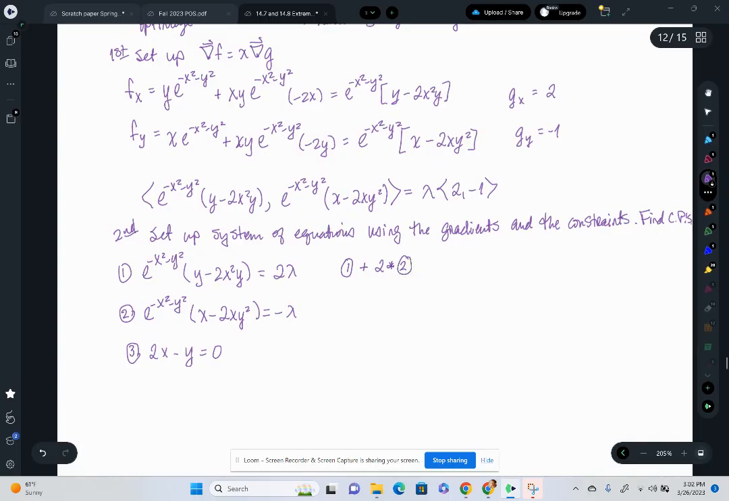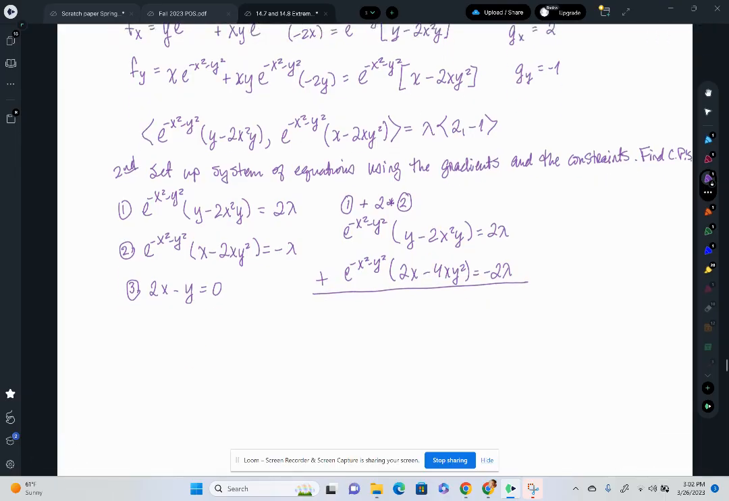So I have to write that out though. All right, I do have the e to the minus x squared minus y squared in common with both of these. Equation 1 will just remain y minus 2x squared y, and then equal to 2 lambda. But equation 2, I'm going to multiply everything by a 2. So I'll leave the e to the minus x squared minus y squared on the outside and send a 2 through. So I get 2x minus 4xy squared is equal to minus 2 lambda. And now I'm going to add these.